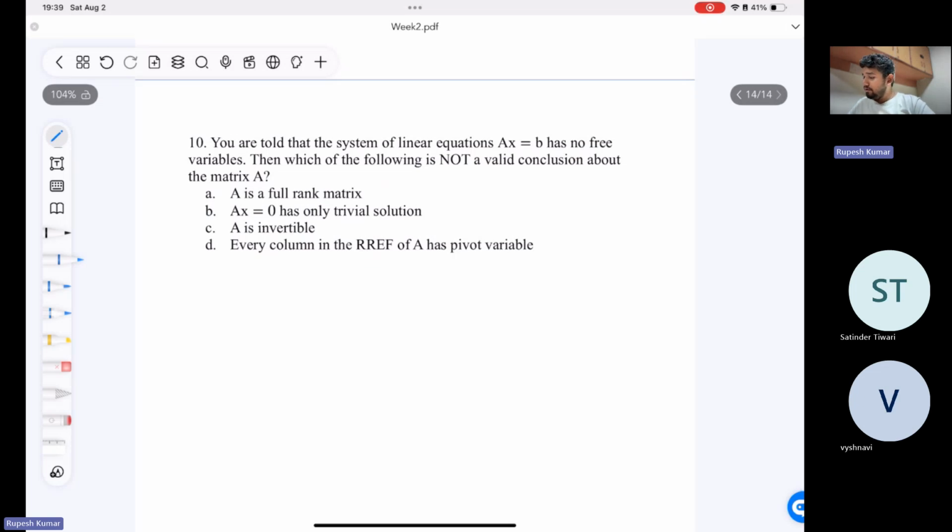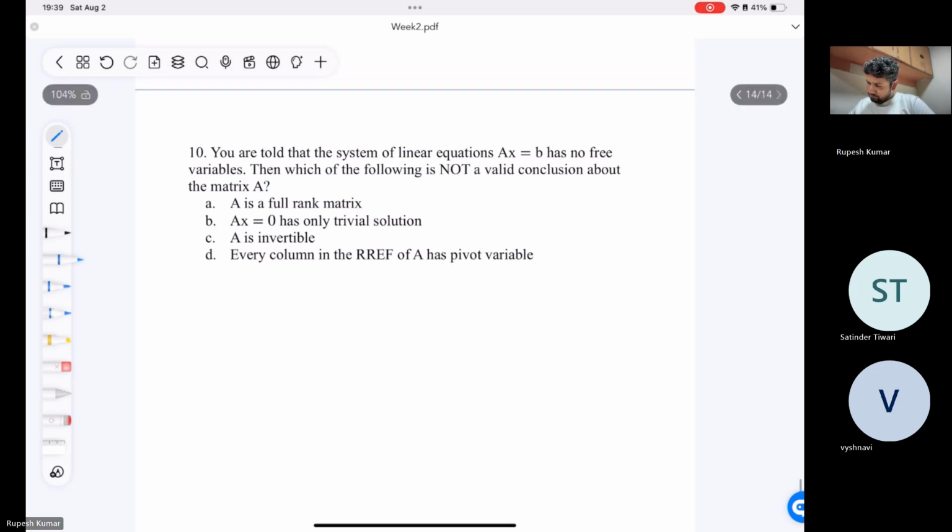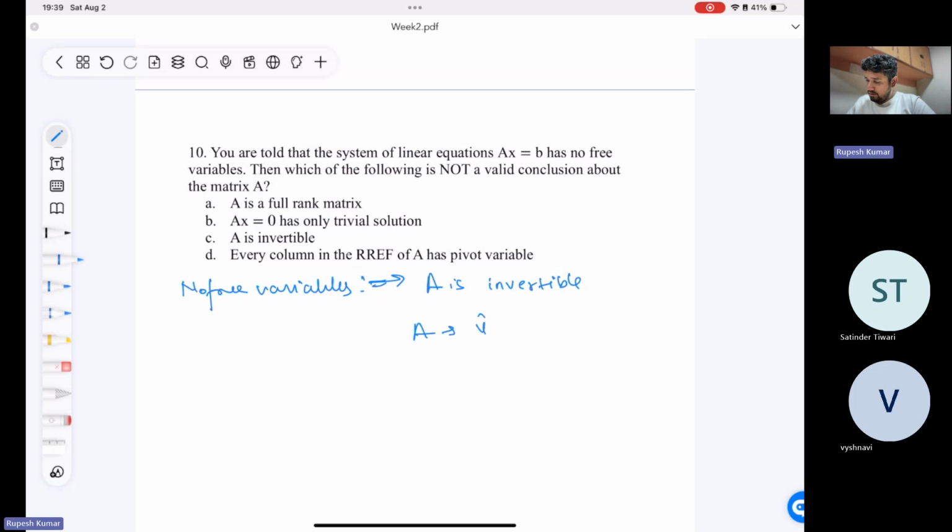You are told that the system of linear equations Ax equals b has no free variables. Then which of the following is not a valid conclusion? So we have no free variables, right? What does this mean? This means A is invertible, right? A is full rank, right?